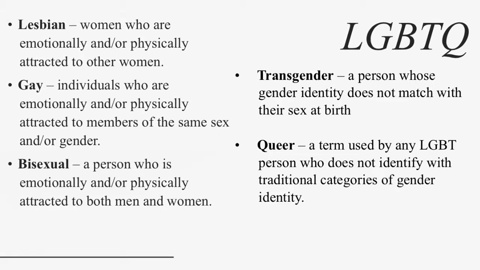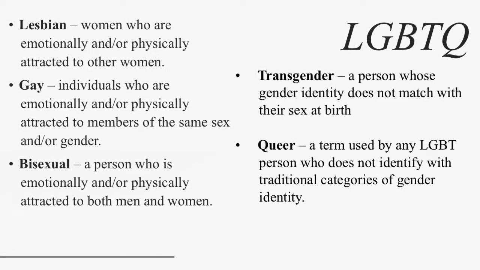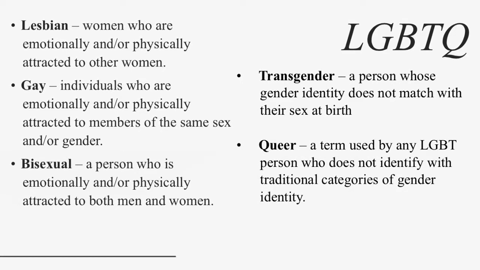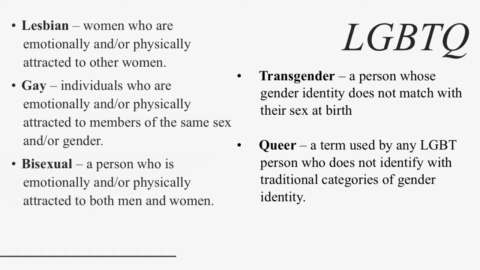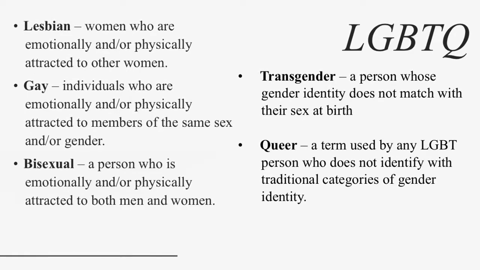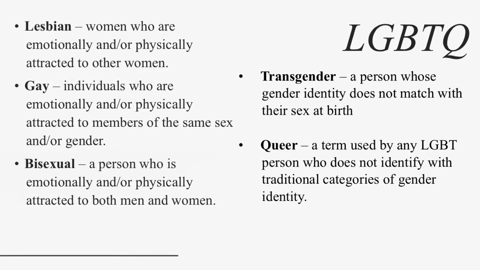First, L, lesbian. This word means that a woman is attracted to another woman sexually or romantically. Next is the letter G. G stands for the word gay. Gay can be both male attraction to male as well as female attraction to female. Interesting thing about the word gay is that it also means happy, right?